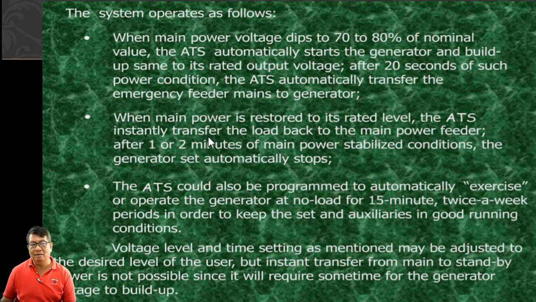Hindi na yan naabot ng ilang segundo, automatic na yan, transfer yan agad. Okay? So pag bumalik na yung local distribution utility natin, pag mayroon ng power, automatic agad na yon, agad-agad na yon, the load back to the main power feeder. After 1 to 2 minutes of main power stabilized condition, the generator set automatically stops. So ito po yung mga ATS natin ngayon, okay?